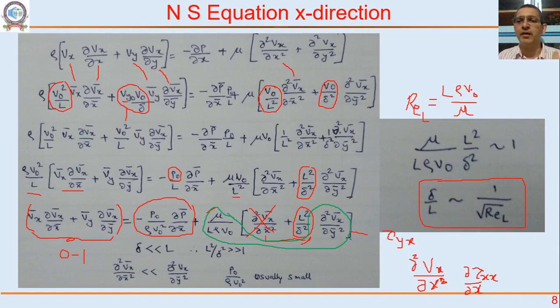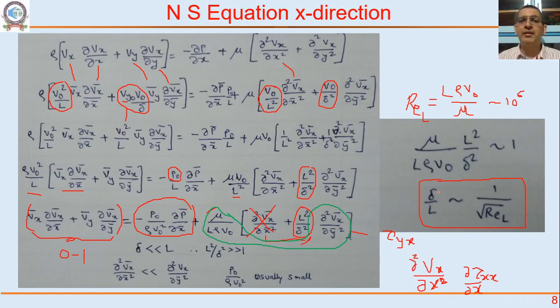So let's say it is water, rho by mu is 1000. Let's say V naught is 1, rho by mu is 1000 divided by 10 raised to minus 3, so 10 raised to 6. So if the plate is 1 meter, and the water velocity is 1 meter per second, REL is like 10 raised to 6. Square root REL is 10 raised to 3, 1000. 1 by square root REL is 0.001. Delta by L is 0.001. And if the plate length is 1 meter, delta is 1 millimeter.